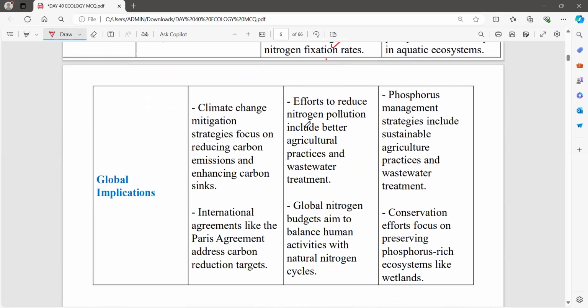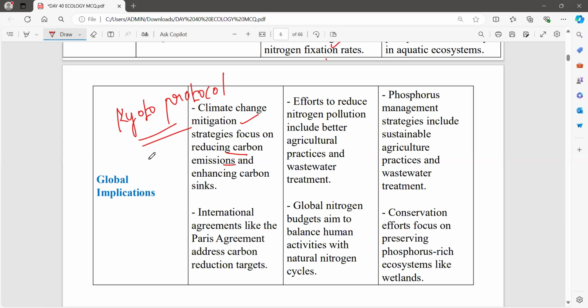See, there will be a lot of agreements for this climate change. We have the Kyoto Protocol. The Kyoto Protocol is nothing but the protocol signed for climate change and global warming. Climate change mitigation focuses on reducing carbon emissions. Nowadays governments are making a lot of efforts to reduce carbon emissions.